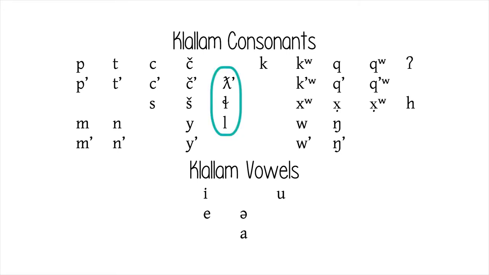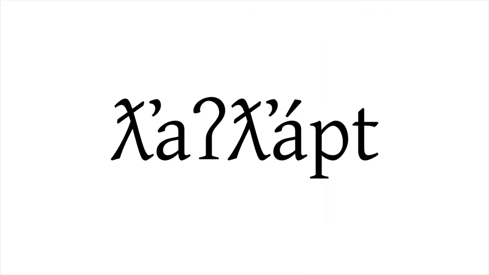Barred lambda, barred L, L. These three sounds are produced with the tip of the tongue positioned as for T, but with air flowing around the side of the tongue. This next letter is the most different looking symbol in the Klallam alphabet. It's called a barred lambda. It's ejective, and it's like a TL combination sound produced with a strong pop. It's in the word for butterfly.